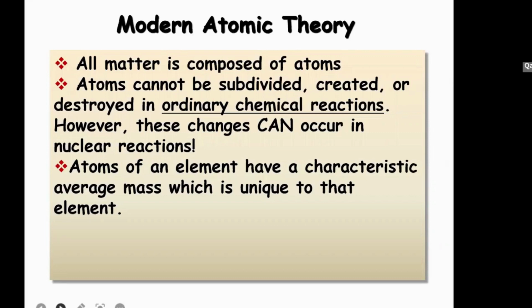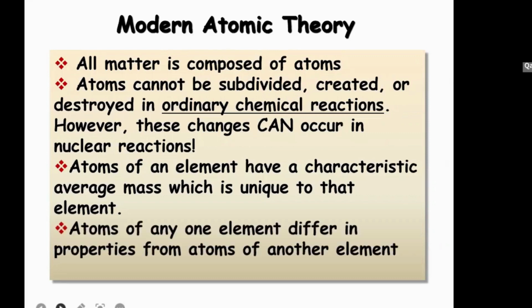And the last point of modern atomic theory is atoms of any one element differ in properties from atoms of another element. It means if I talk about an atom of oxygen and an atom of carbon, they would be different from each other in all the properties. They would not be same. But if I talk about oxygen atom, wherever you live, the oxygen of that part, and wherever I live, the oxygen of that part, it's same because it is oxygen. It doesn't matter to which place it belongs.